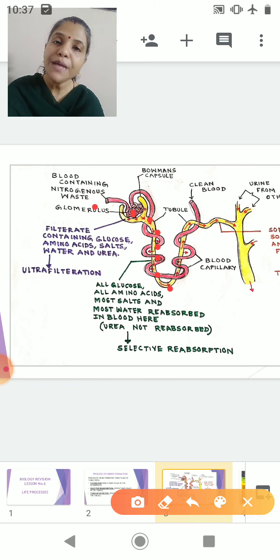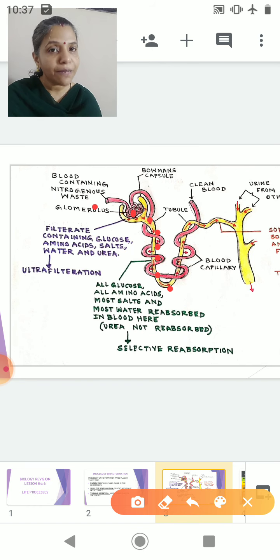What is not reabsorbed is the urea, because urea is our nitrogenous waste. It is the one which we have to expel out. Okay, so we have completed two steps. One is filtration and the other is selective reabsorption.